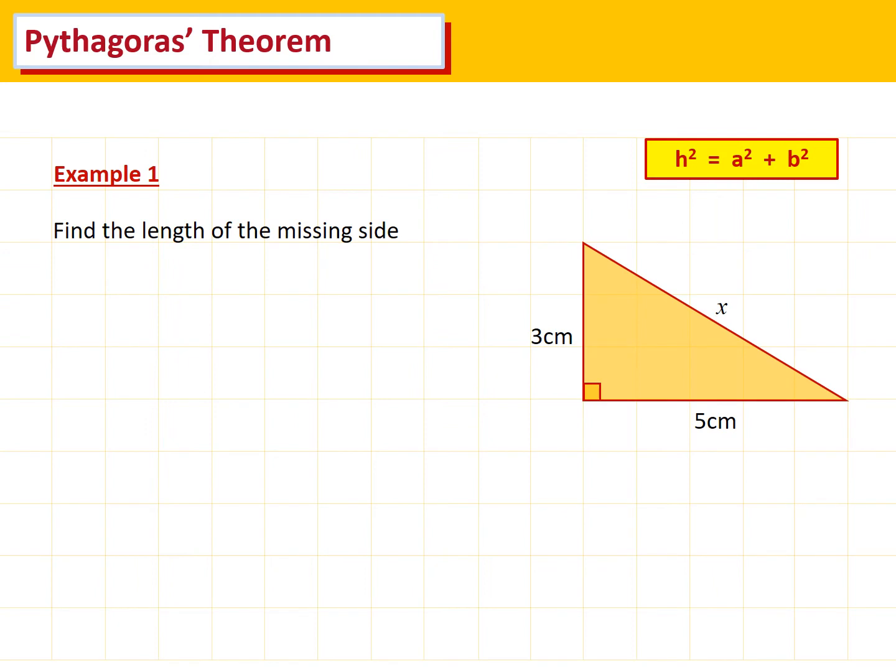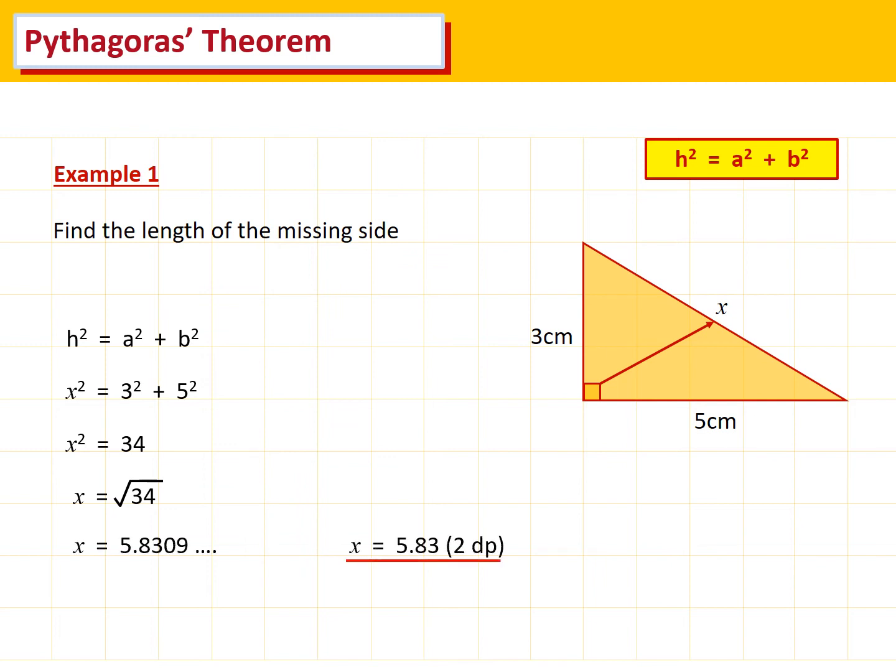So let's apply it in example 1. We want to find x. Remember, h squared equals a squared plus b squared, where h is the hypotenuse. Now in our right-angled triangle, the side x is opposite the right angle, so x is the hypotenuse. Therefore, we will write not h squared, but x squared equals 3 squared plus 5 squared. 3 squared plus 5 squared is 34. And to find x from there, we square root both sides. So we press the square root button on our calculators, and then we round off, in this case, to 2 decimal places.